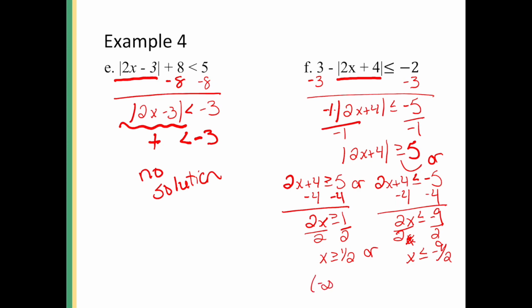Interval notation, again, it always starts with -infinity. This one, our smallest number, is -9/2 with a bracket. Union bracket again starts at 1/2 and goes to +infinity.